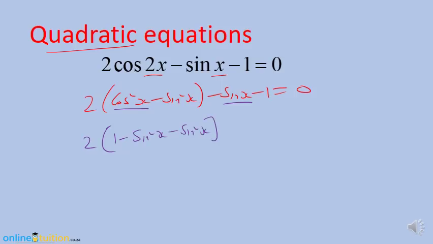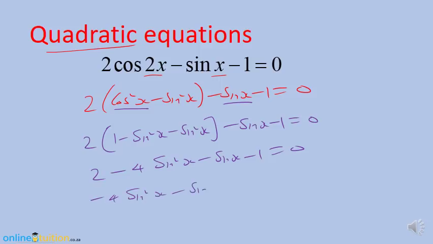I mean, students always rush. What are you rushing for? There's no bus waiting for you at the end of this exam or this course. So let's simplify that very carefully. Multiply that out. Minus minus becomes minus. So it becomes minus 4 sine squared x minus sine x minus 1. Watch the algebra here. So it's minus 4 sine squared x minus sine x.